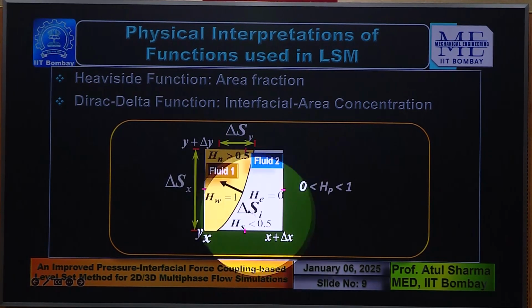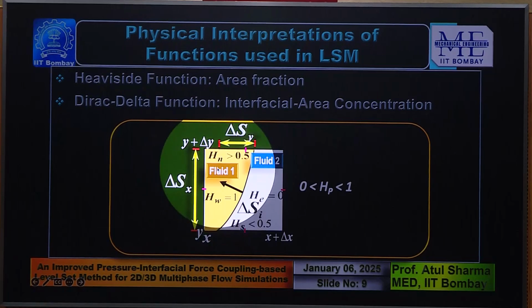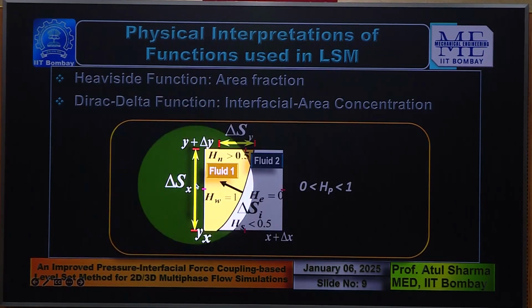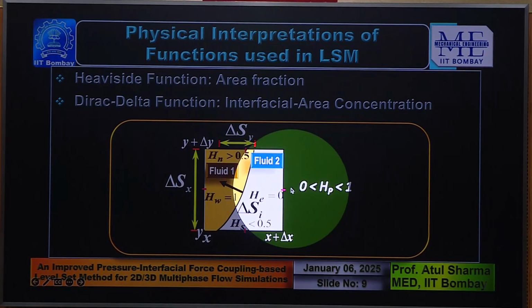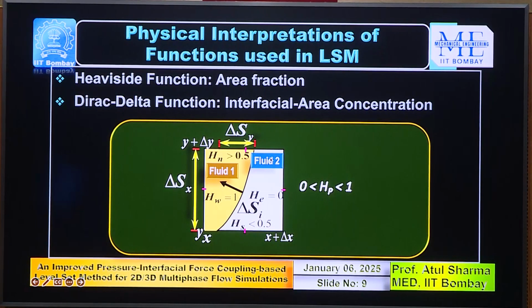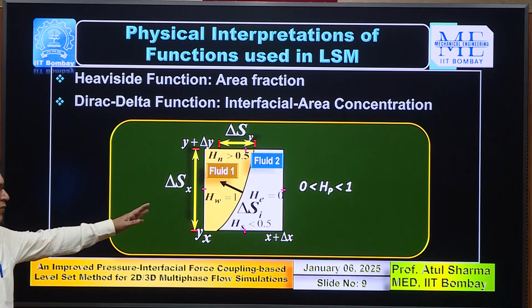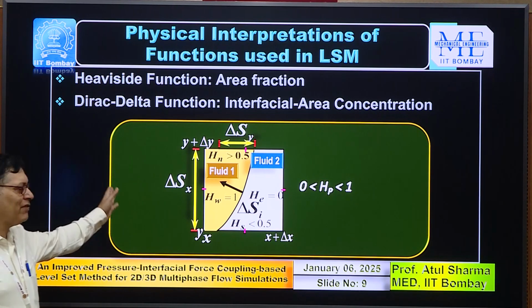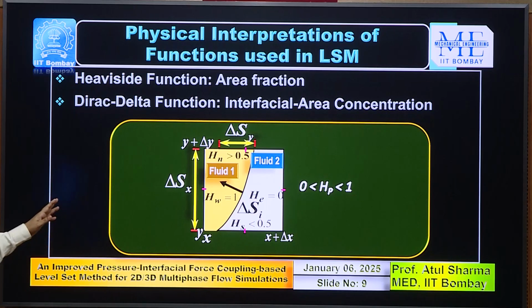However, the left surface you can see is completely filled by fluid 1, so the Heaviside function value is 1 here, and there is no fluid 1 on the right surface, so its value is 0 there. The value of the Heaviside function, as we have physically interpreted, gives you an idea of what fraction of the area is wetted by fluid 1. On the right surface there is no wetting, so it's 0. On the left it is 100% wetting, so it's 1. This physical interpretation has been, I would say, the backbone of the formulation for our improved diffuse interface level set method.